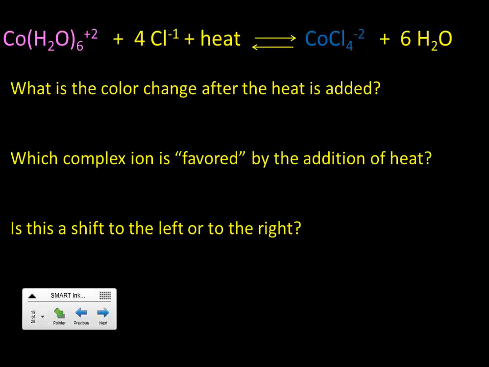So after we added heat, we saw that the color change went from pink to blue, which means that the complex ion favored by the addition of heat was the cobalt chloride anion. That's the blue one. And because that substance is on the right side of the equation, on the product side, we say it is a shift to the right.